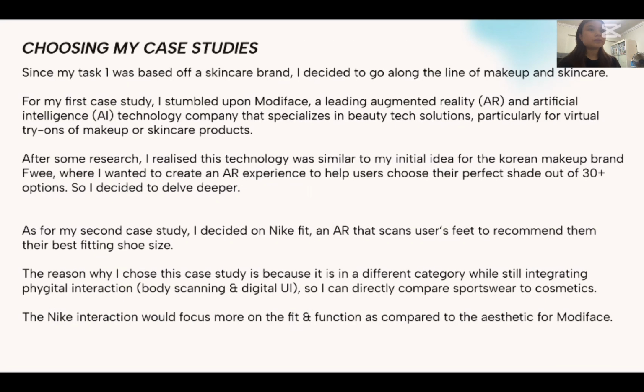my analysis. So choosing my case studies, I followed my Task 1, and since it was based on a skincare brand, I decided to go along that line and do a makeup brand. And for my second one, I chose a sports apparel brand so there's a slight contrast for comparison.